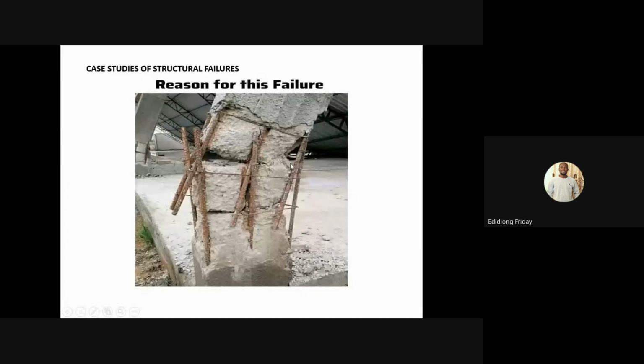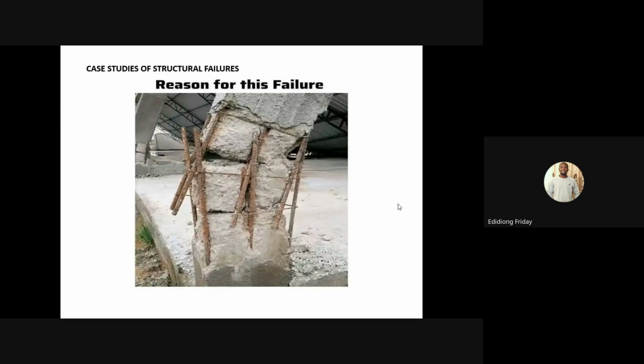So for our record, according to the British standard, the minimum lap length or development length is usually 40 to 50 D. The D there is the diameter of the reinforcement. So if it's the Y16 reinforcement, you multiply 40 or 50 by 16, the diameter, and that will give you the minimum length of lap.